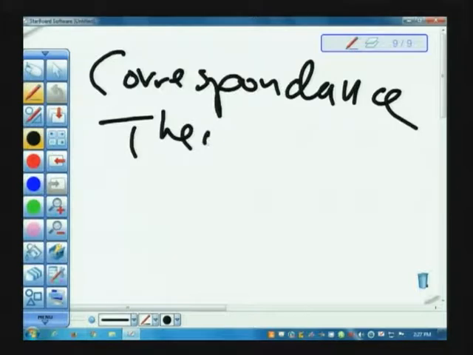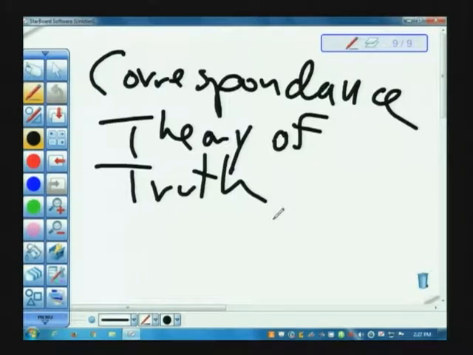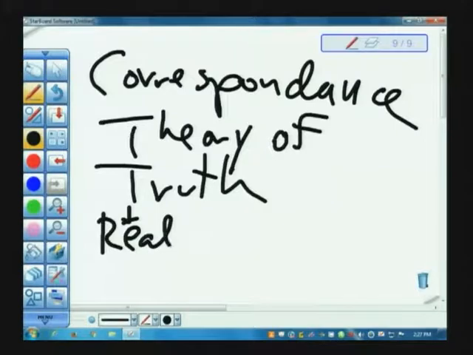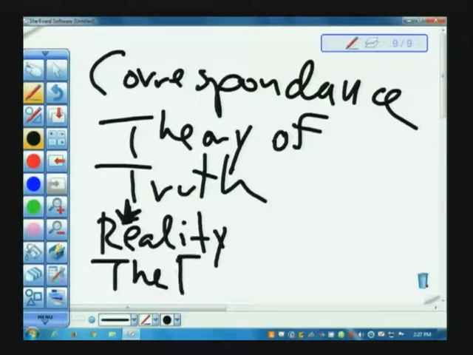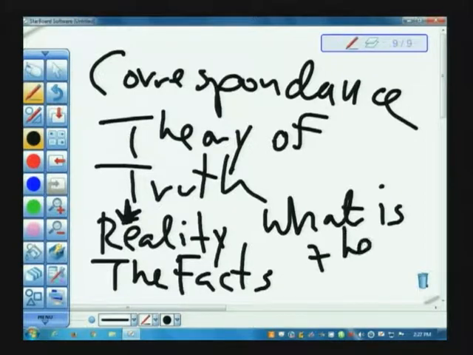And the correspondence theory of truth says that truth is the way the world is. So a true statement is one that describes the world the way it actually is. A false statement describes the world in a way other than it is, right? And by truth, we just mean, we could say reality, the facts. What is the case? All these are synonyms of talking about the same thing.